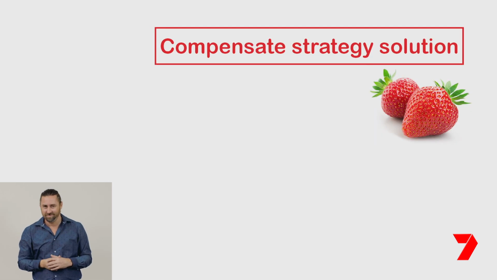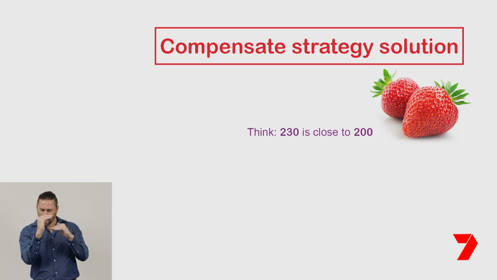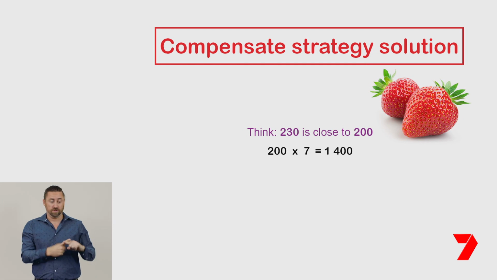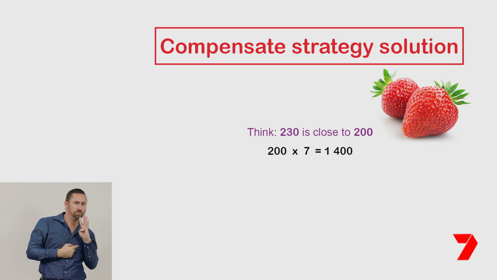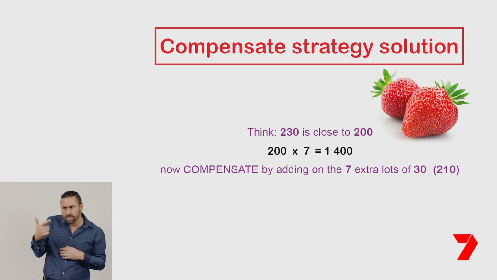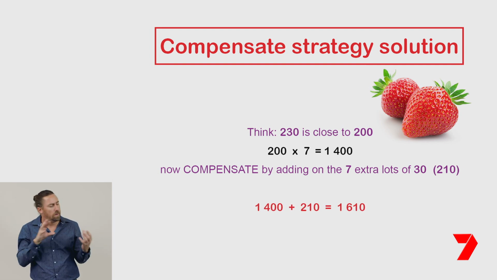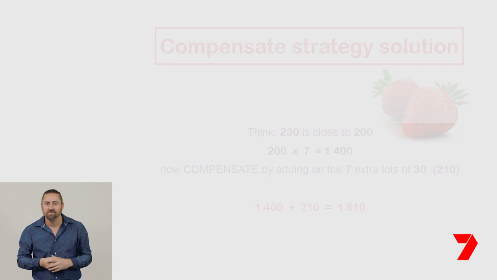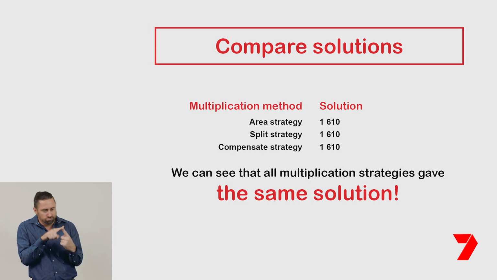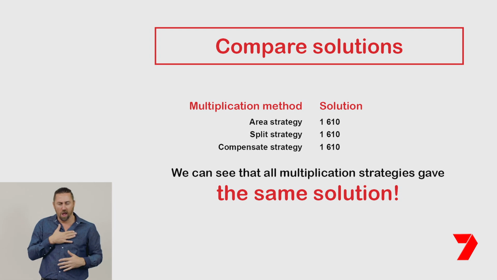For the compensate strategy, 230 is not far off 200. So we multiply 200 by 7, which is 1,400. Now we have to compensate by adding 7 extra lots of 30. Now we'll add the 210 to 1,400, and that gives us the final answer of 1,610. So we can see that each different multiplication strategy ends up with the same final answer.